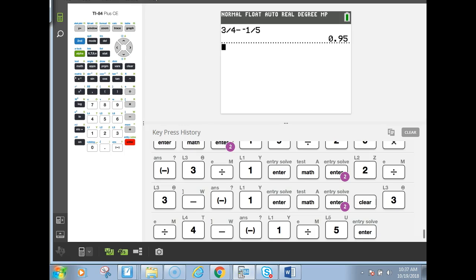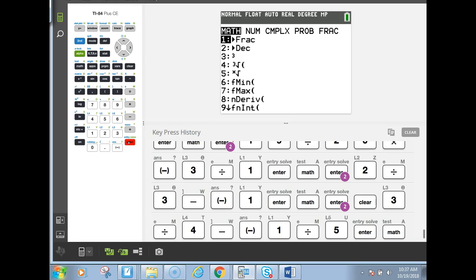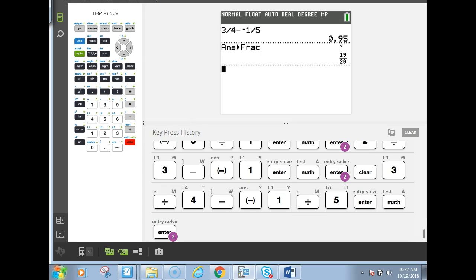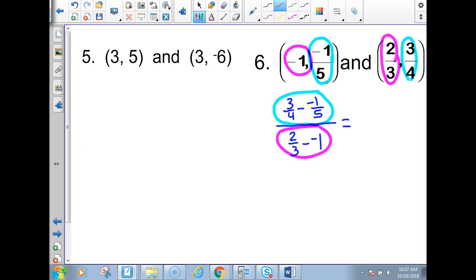You may want to be punching these numbers right now because you're not always going to get off the hook with fractions. You're going to have to deal with them, especially when you go into Algebra 2. So we're going to hit Math, enter, enter, and you get 19 over 20.